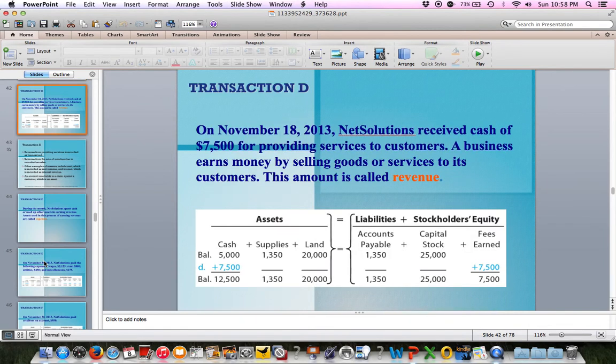Another transaction is we're going to receive cash because we provided some services to our customers. And so, of course, when we provide services or sell goods, that's called revenue. And so we're going to deliver goods and services to our customers. They're going to pay us. We're going to receive cash. And so now we have more cash and we have more fees earned or revenue, which increases our equity section.